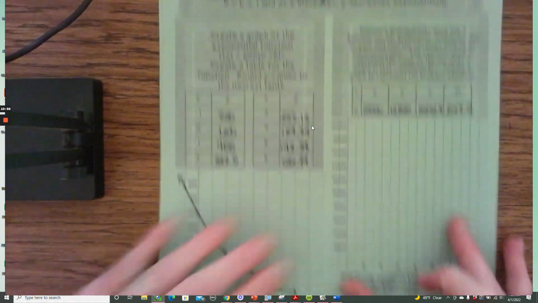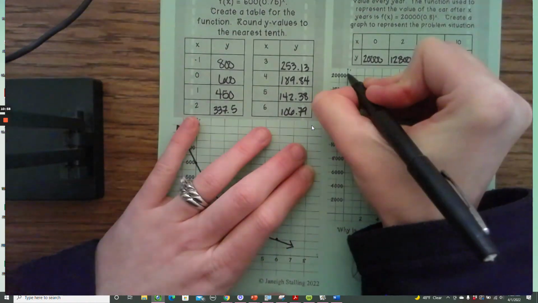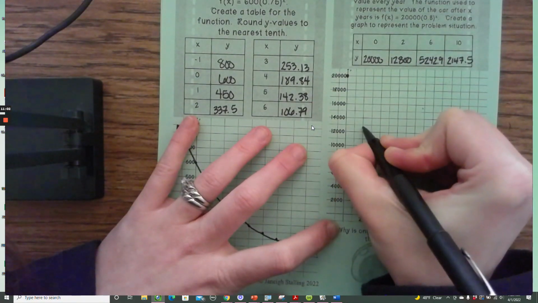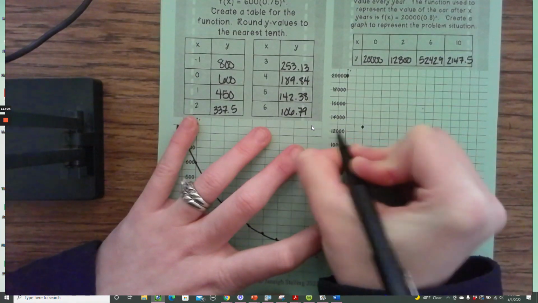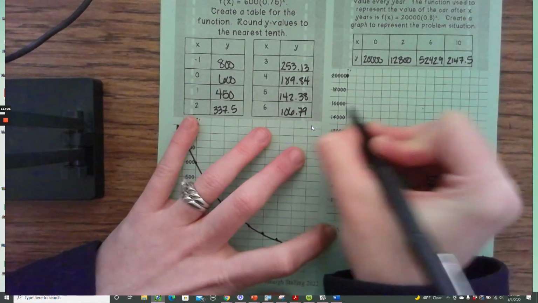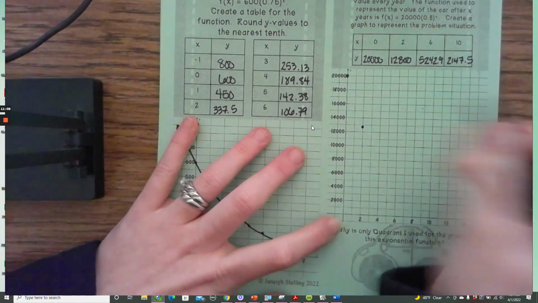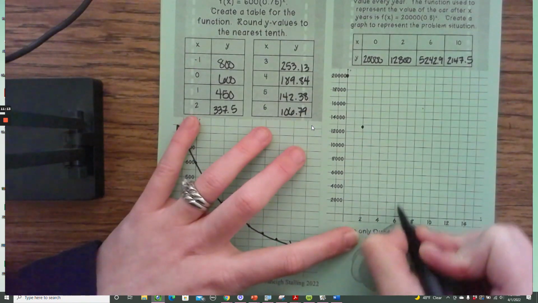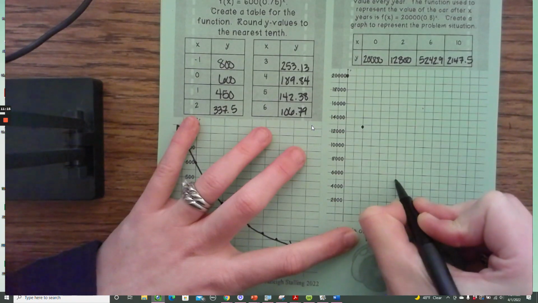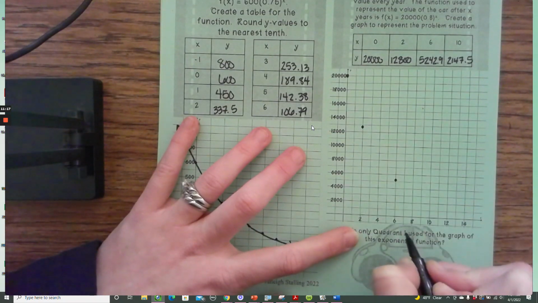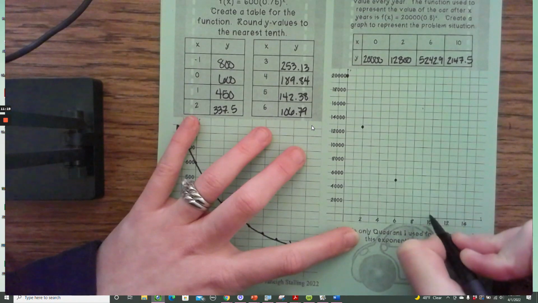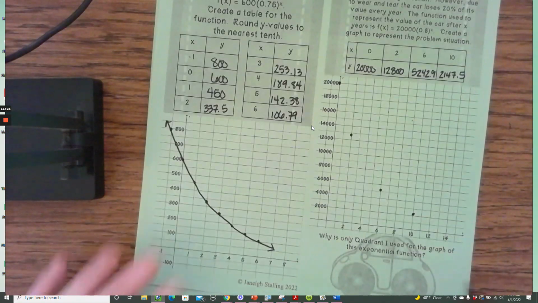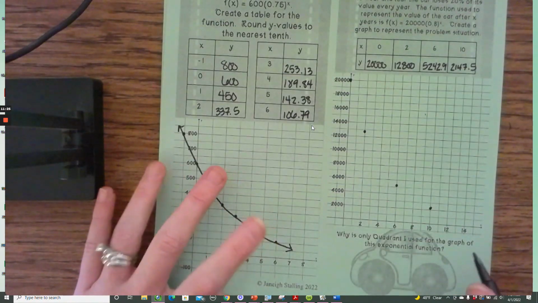Alright, so when we graph, the 0 is at 20,000, 2 is at 12,800. So these are counting by thousands, 12,000, 13,000, 14,000. So again, kind of guesstimate. 6 is at 5,200. So if this middle line is 5,000, it's going to be just a scotch above that. And then 10 is at 2,147. So just a little bit above that. And you can keep going if you want a more accurate.